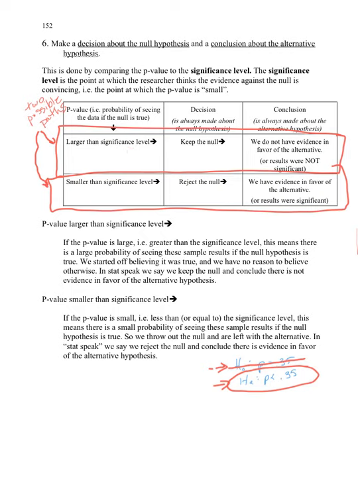Larger than the significance level tells you keep the null hypothesis, tells you you do not have evidence. Or p-value smaller than the significance level tells you reject the null hypothesis, tells you conclude you do have evidence in favor of the alternative.